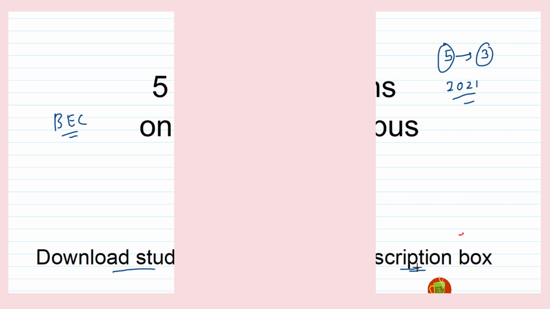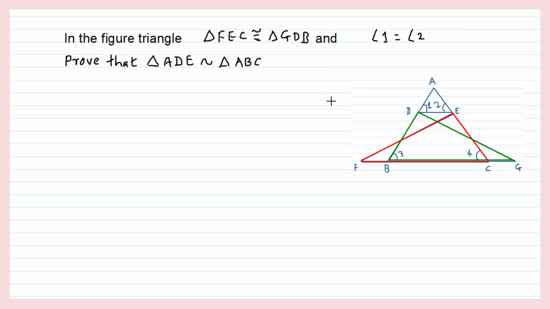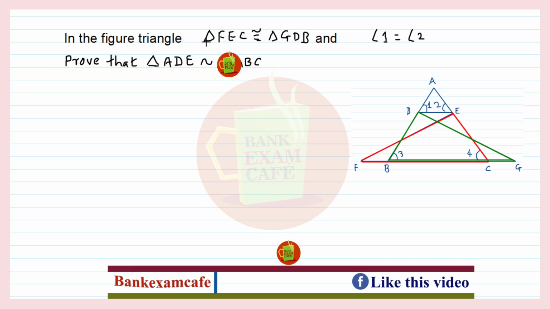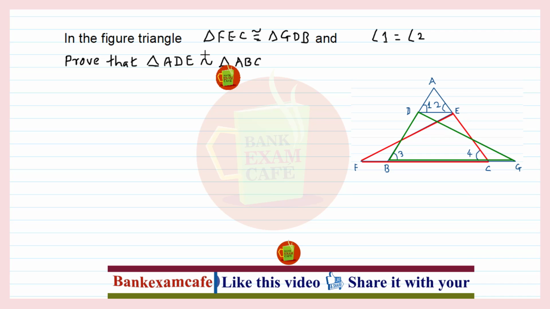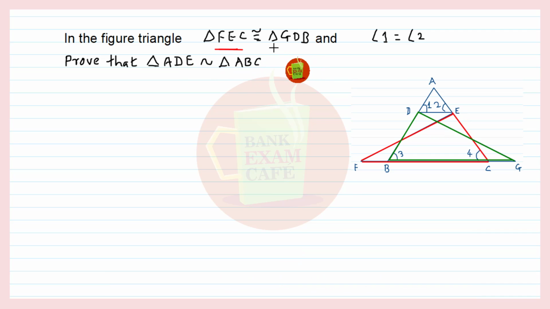Now let us move to the question. Friends, here is a question on the screen. In the figure, triangle FEC is congruent to triangle GDB. It is given that triangle FEC, this red one, and triangle GDB, this green one, these two triangles are congruent. And angle 1 is equal to angle 2, it is given. We have to prove that triangle ADE is similar to triangle ABC.